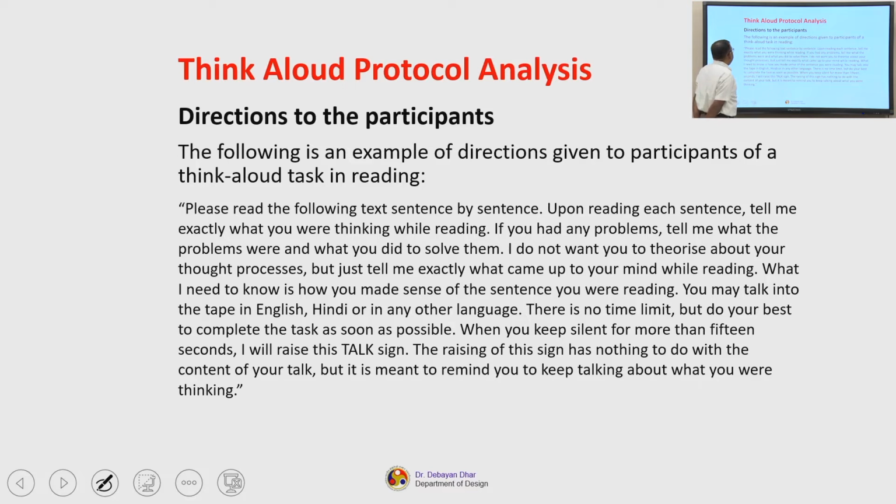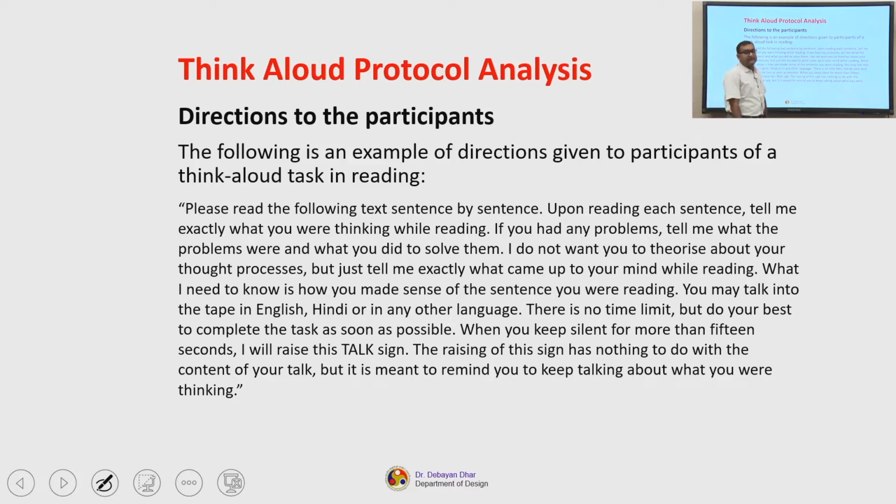You may talk into the tape in English, Hindi or in any other language. There is no time limit, but do your best to complete the task as soon as possible. When you keep silent for more than 15 seconds, I will raise this talk sign. The raising of this sign has nothing to do with the content of your talk, but it is meant to remind you to keep talking about what you were thinking.